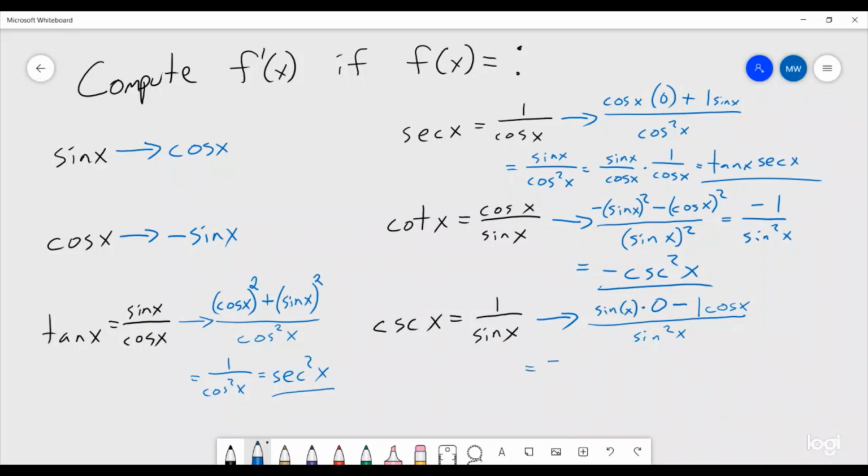So this is negative cosine of x divided by sine x times sine x, so times a 1 over sine x there. Well, cosine over sine, that's cotangent. So we have a negative cotangent x, and then 1 over sine, that's cosecant. So negative cotangent x cosecant x is the derivative of cosecant of x.